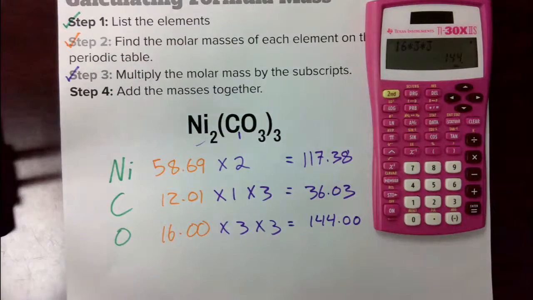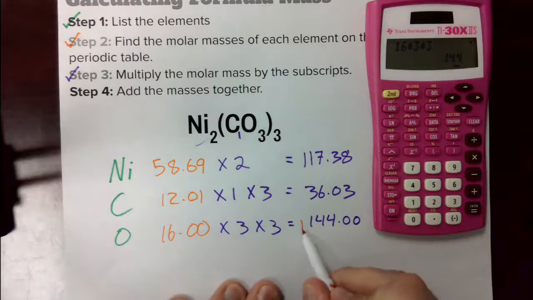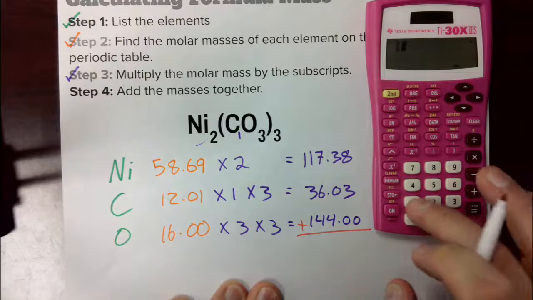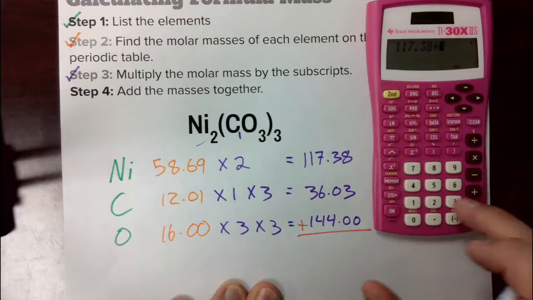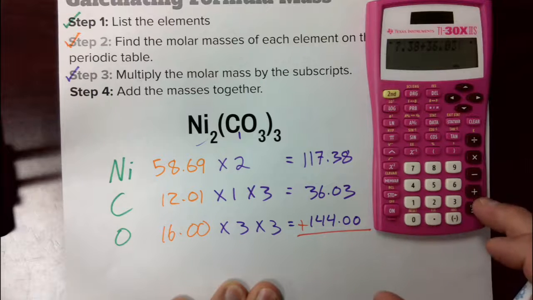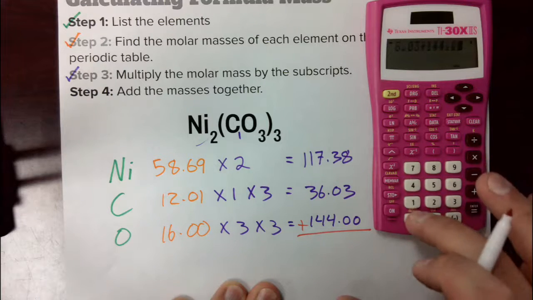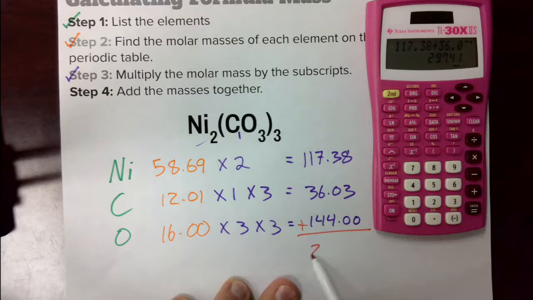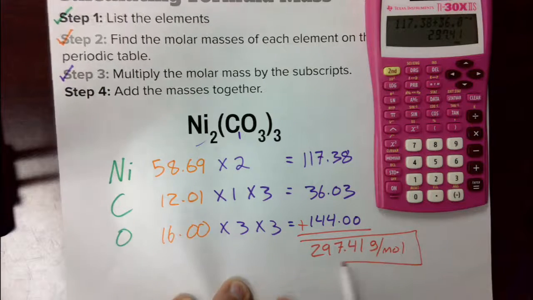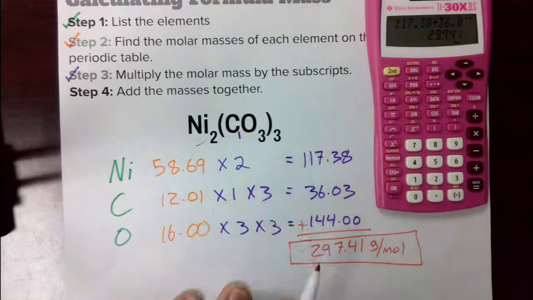Done. Now what we need to do is step 4, where we are going to add all these masses together to get the actual formula mass. So we will add 117.38 plus 36.03 plus 144.00, hit enter, and we get 297.41 grams per mole. And there's our answer for the formula mass of this formula, Ni2(CO3)3, nickel(III) carbonate. Thanks, guys.